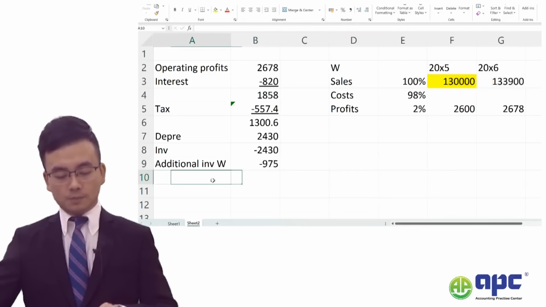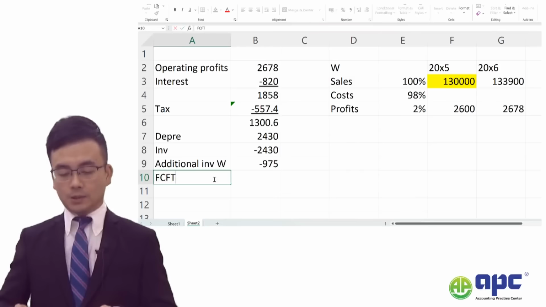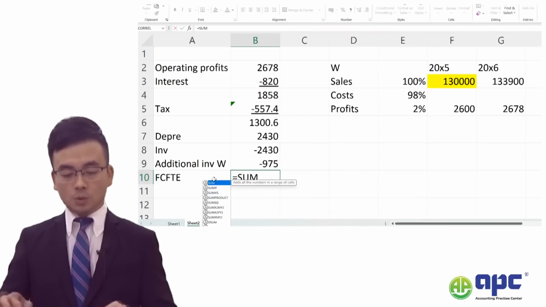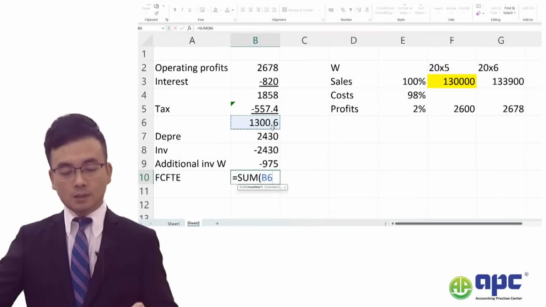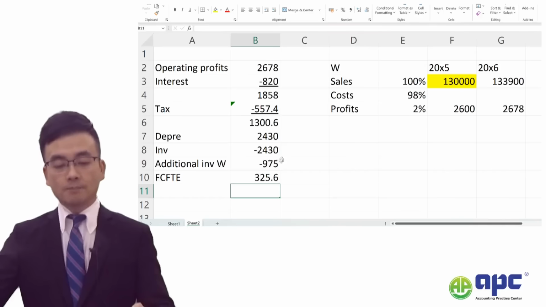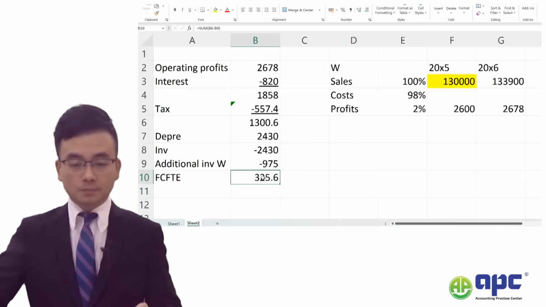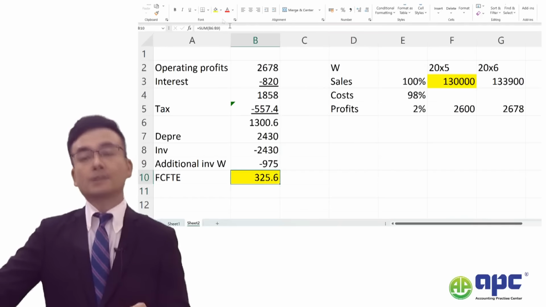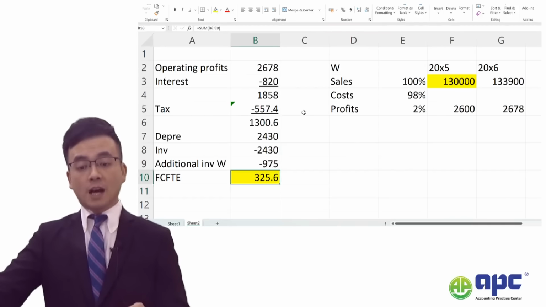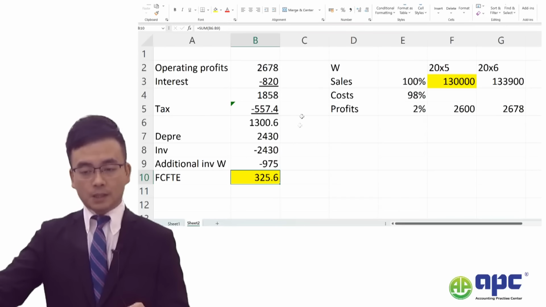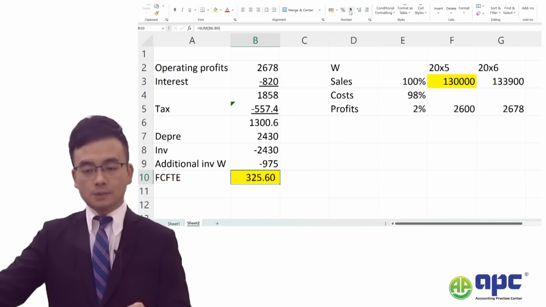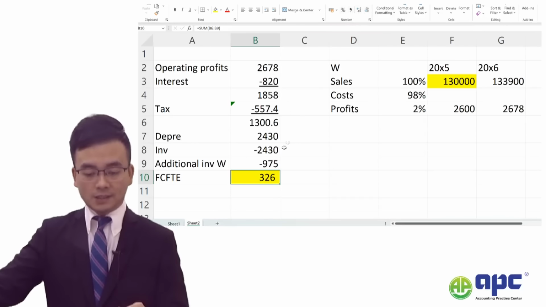So, therefore, we calculate the free cash flows to equity by summing all these down. Alright, that will give me 3 2 5.6. But it's entirely up to you, it's to round them up. It's entirely up to you. Okay, you can round them, yeah, to be 3 2 6. It's entirely up to you.